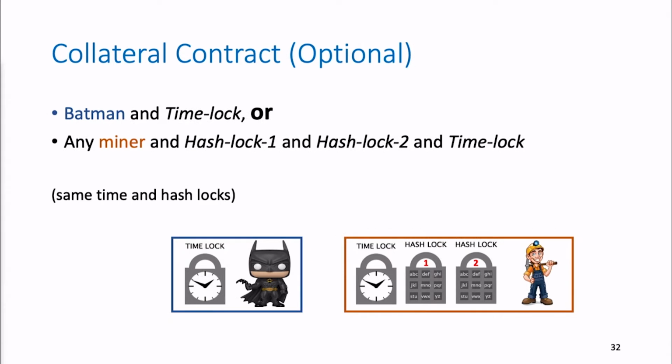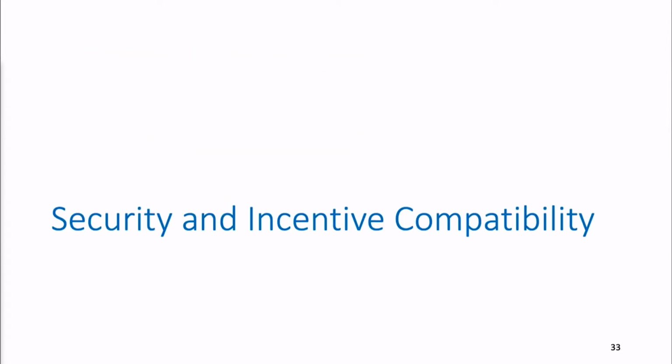The collateral contract, the optional auxiliary one, is quite simple. Either Batman gets the tokens after the timeout, or any miner can get the tokens after the timeout with the two preimages. The parameters are the same as the deposit contract. So why does it work?